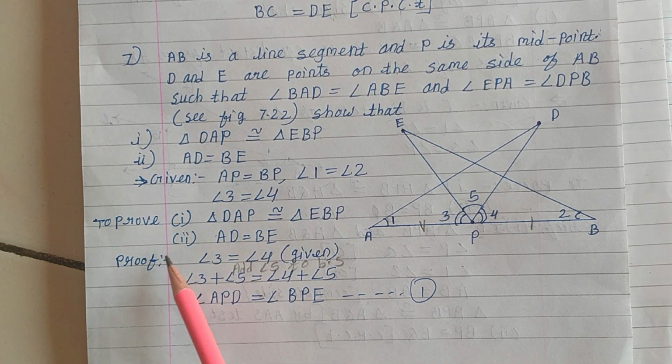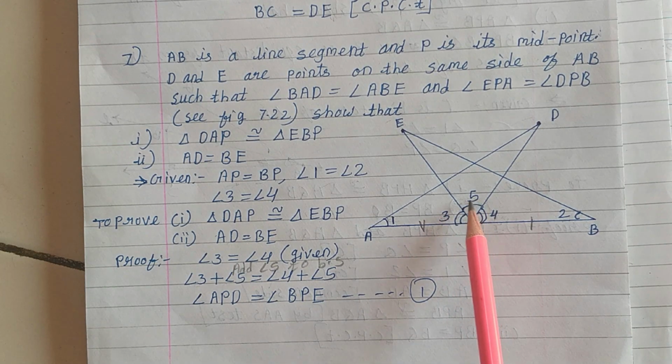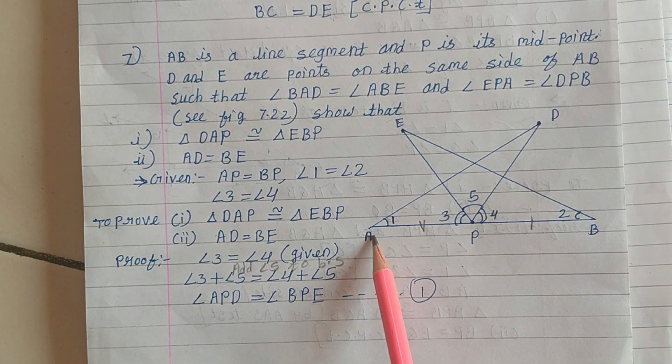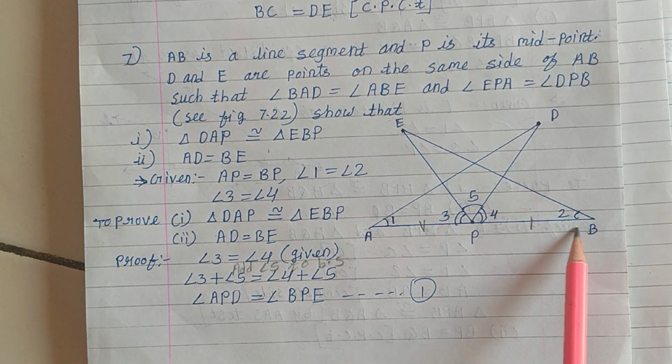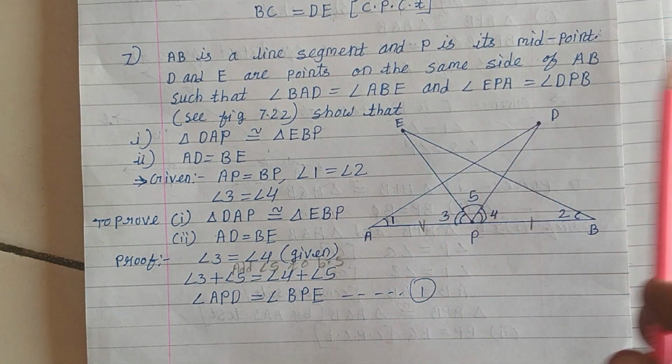We can show by CPCT. Now proof: angle 3 is equal to angle 4, given. Now add angle 5 to both sides, which I have added afterward. I have written with pencil. So here angle 3, I added angle 5, equal to angle 4 plus angle 5. Now angle 3 plus angle 5 is nothing but angle APD, and angle 4 plus 5 is nothing but angle BPE.